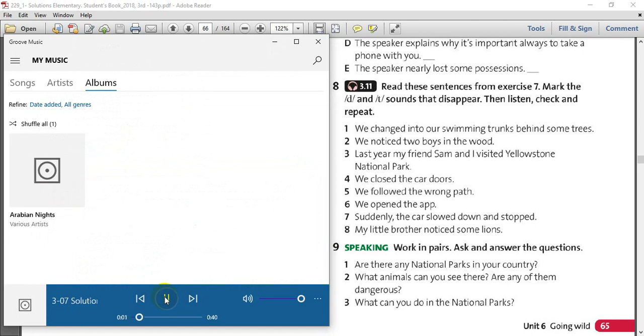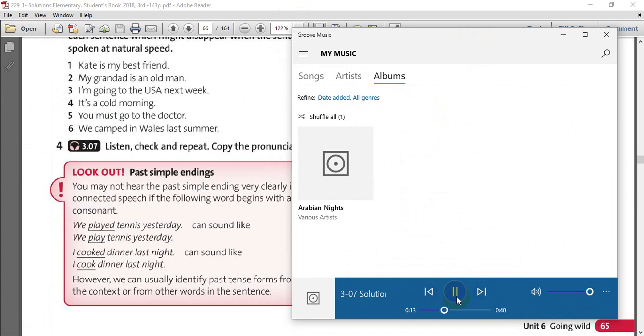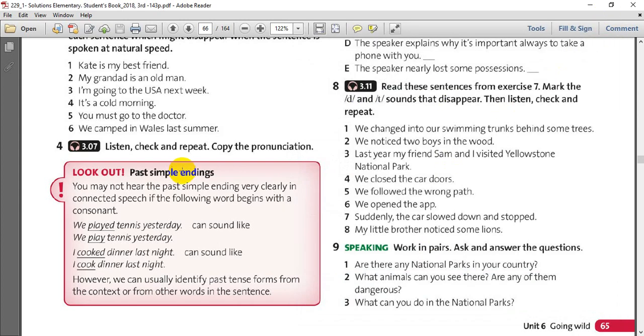Lesson 6C. Exercise 4. 1. Kate is my best friend. 2. My granddad is an old man. 3. I'm going to the USA next week. 4. It's a cold morning. 5. You must go to the doctor. 6. We camped in Wales last summer.